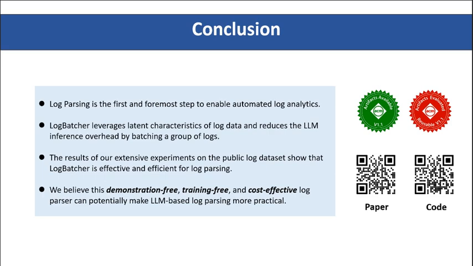Log parsing is the first and foremost step to enable automated log analytics. We propose LogBatcher, a new unsupervised LM-based approach for log parsing. LogBatcher leverages latent characteristics of log data and reduces LM inference overhead by batching a group of logs. The results of our extensive experiments on the two public datasets show that LogBatcher is effective and efficient for log parsing. We believe that our method can potentially make LM-based log parsing more practical.